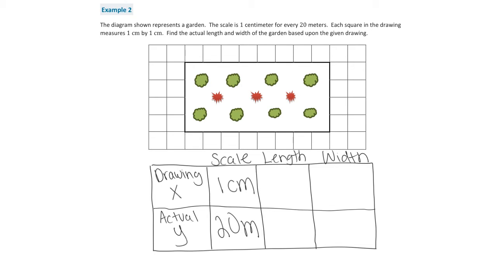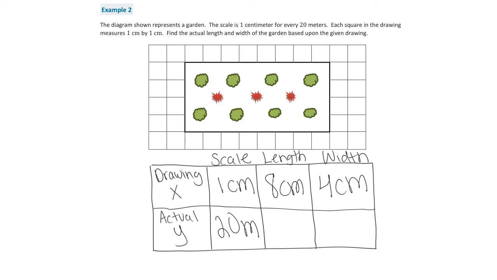Now let's put the length and width for this drawing. So our width is here. We have 1, 2, 3, 4. So we have 4 centimeters for our width. And for our length, we'll have 1, 2, 3, 4, 5, 6, 7, 8. So we'll have 8 centimeters for our length.